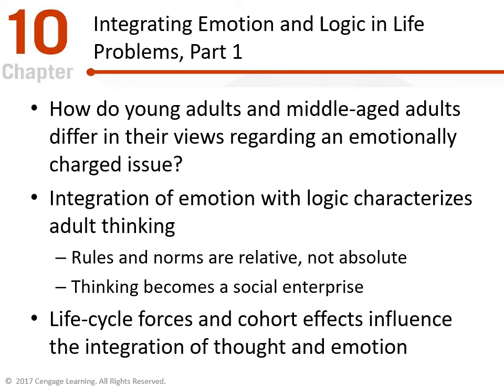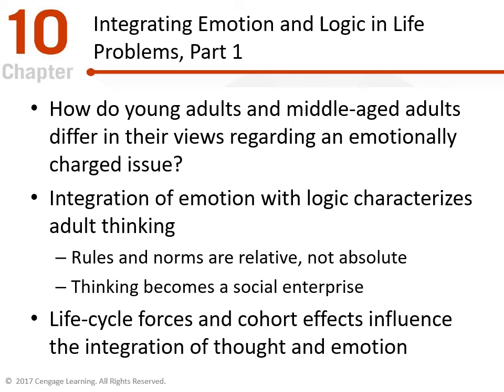So we're going to ask the question, how do young adults and middle-aged adults differ in their views regarding an emotionally charged issue? So, integration of emotion with logic: you make decisions based on emotions more than intellect as you mature into adulthood. Rules and norms are viewed as relative, not absolute, so they can change depending on the situation or the person. Mature thinkers realize that thinking is inherently a social enterprise that demands making compromises with people and tolerating contradictions and ambiguity. So it means that not everything is black and white. You have to compromise and look at the situation, the environment, and make decisions off of that.